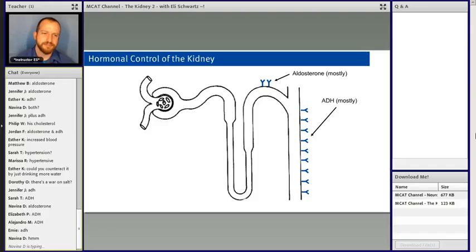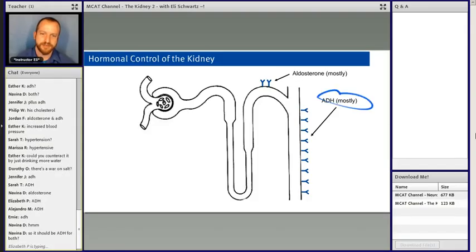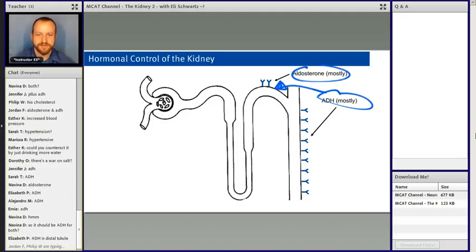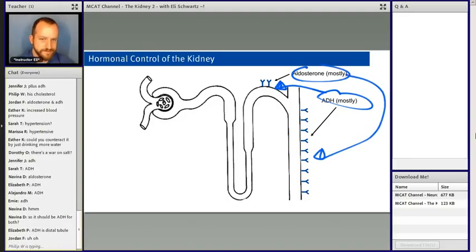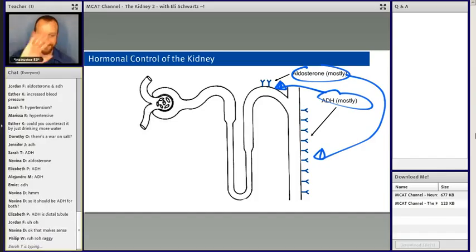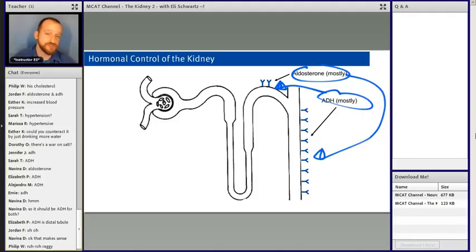ADH is mostly acting for water uptake here, and aldosterone is acting mostly for salt movement here. ADH is distal tubule. So we were right. No worries. I don't know why it says mostly on there, but ADH should be on the top because that's where we're reabsorbing more water, right? We can think about this in general. Maybe those arrows got shifted for some reason.